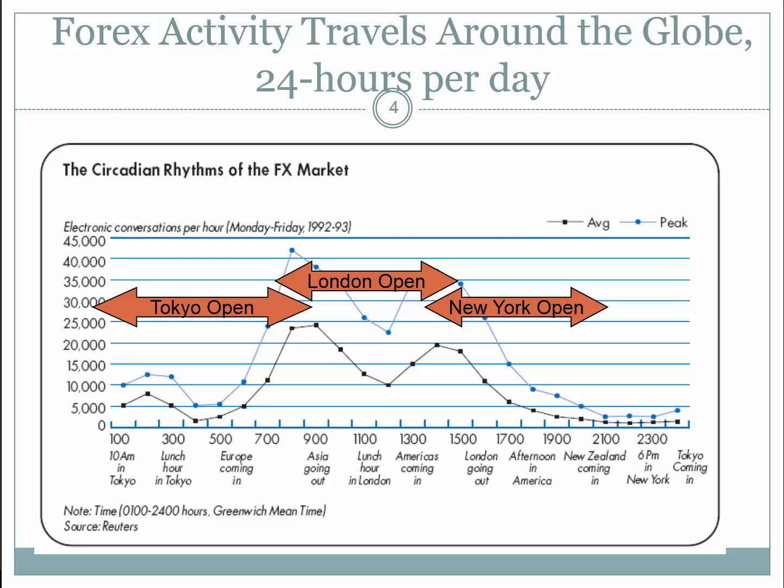You say, well, when is the market open? Well, the market's really open all the time. Here's a graph of time, early morning to late afternoon, and this is Greenwich time, so it's London time. So what you see is the London market, say 7 a.m. to early afternoon, is the highlight or the peak of the market.